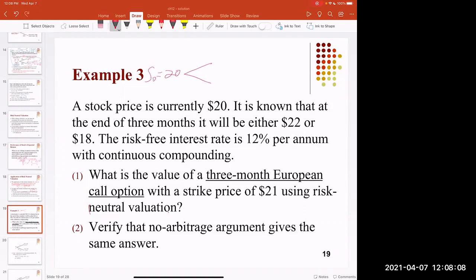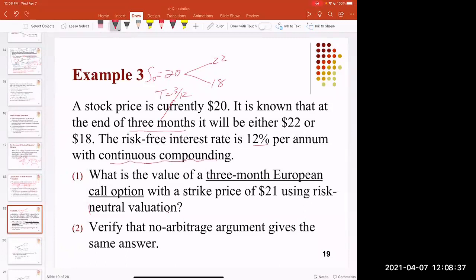It is known that at the end of 3 months, so you know what T is, right? T equals 3 over 12. And it will be either 22, stock price going up is 22, or 18, stock price going down, that's 18. So we know the stock price today and in the future, right? That should be given in the question. The risk-free interest rate is 12% per annum with continuous compounding.